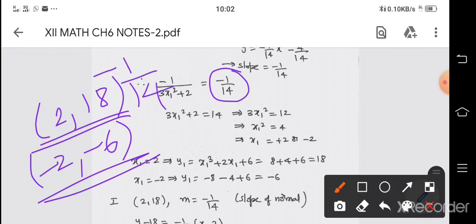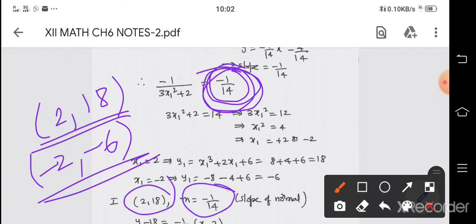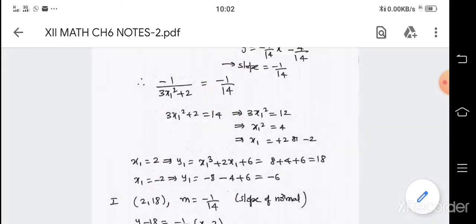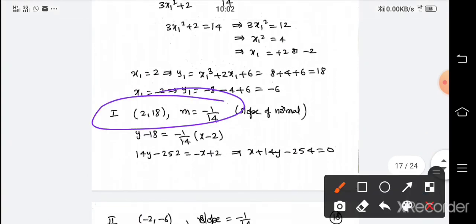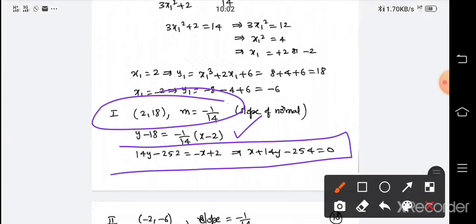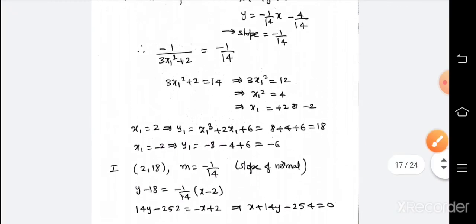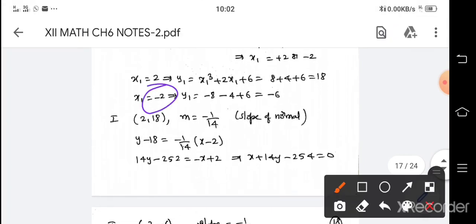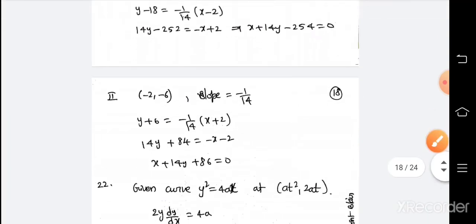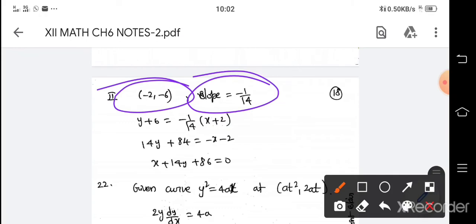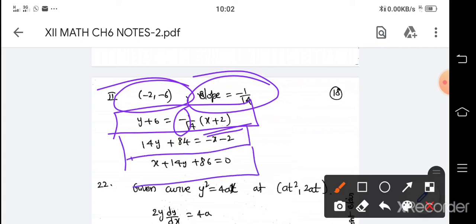Slope of the normal is what? -1/14. This is the slope of the normal. Using the slope, using first point of contact, find out the equation of the normal. Equation of the normal, we get this one. And again using another point which is (-2, -6), and slope -1/14, find out the equation of the normal. y - y1 = slope into (x + 2), so that you get the equation of the normal. These two are the equations required.